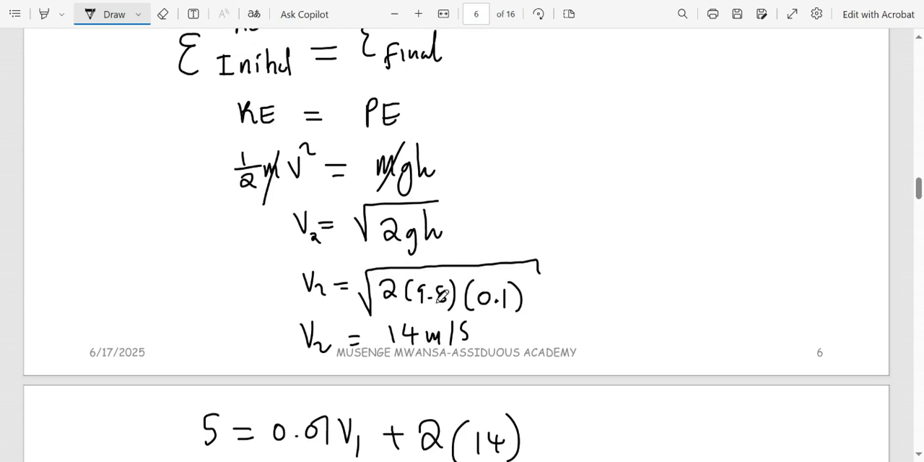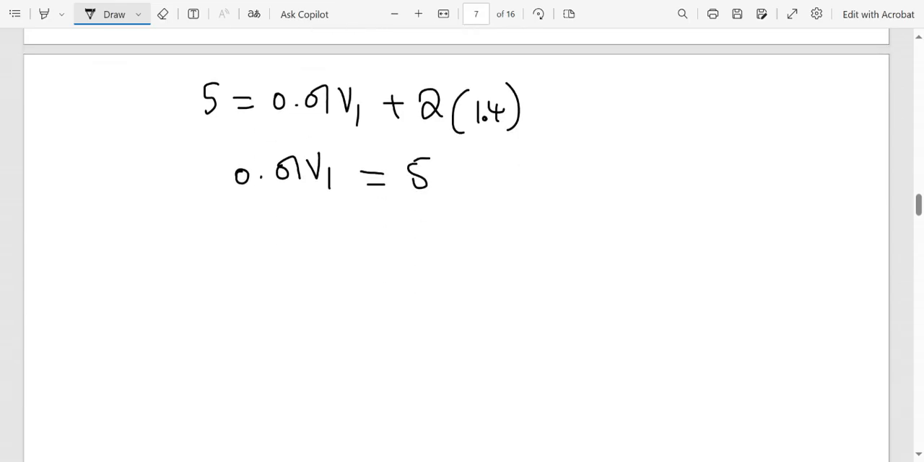Let me just punch this again. So 2 by 9.8 by 0.1, and then we square root that. Okay, supposed to be 1.4. So this is 1.4. So 2 times 1.4 is 2.8. If I take the 2.8 to the other side, it becomes negative. So 0.01 V1 is equal to 5 minus 2.8. That's a 2.2. Divide by 0.01.